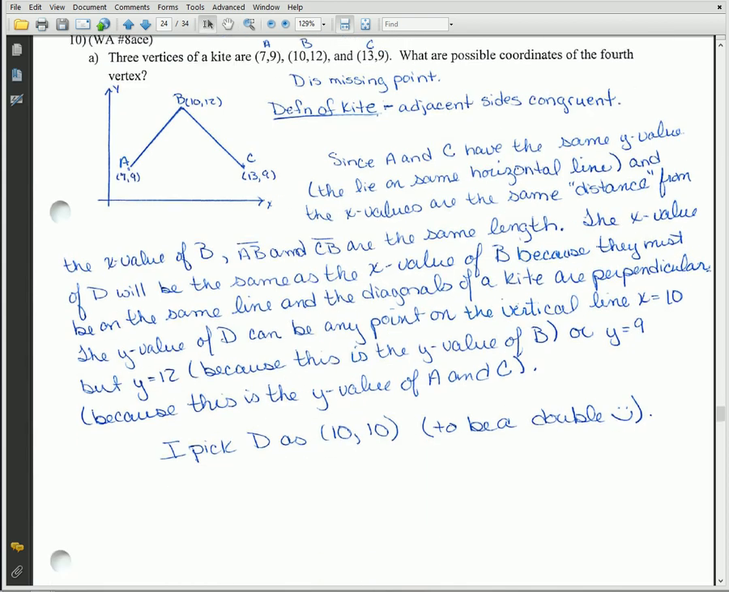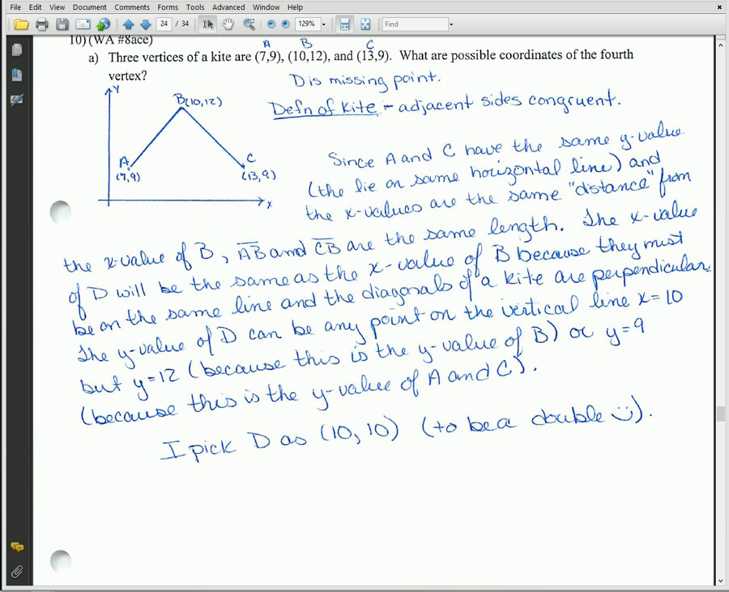Now, the next example: I give you three vertices. You determine where the third vertex is for a kite. The definition of a kite is that adjacent sides are congruent. If we check the measurement of AB and BC, then we find that they are the same distance.